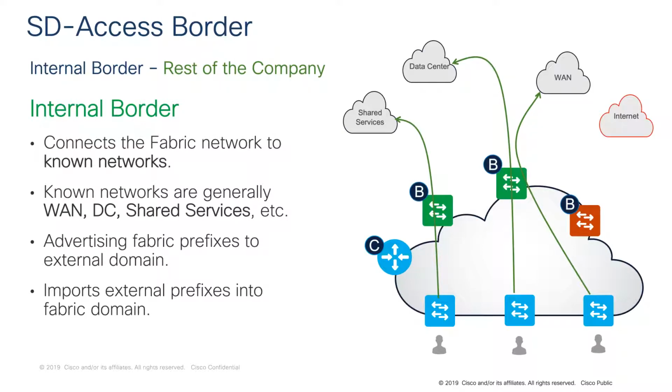Now we will see what each border is used for and when to pick them. Internal border is used when we are connecting the fabric to a known network like a data center, shared services, or a WAN. Internal border dynamically exports the fabric prefixes to the outside world and imports the external routes into the fabric, so that the hosts in the fabric know how to reach your external domain like the data center and shared services via an internal border.